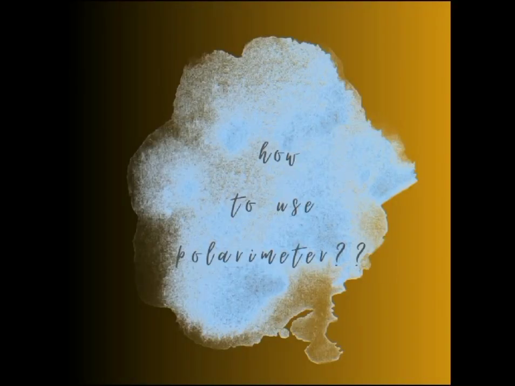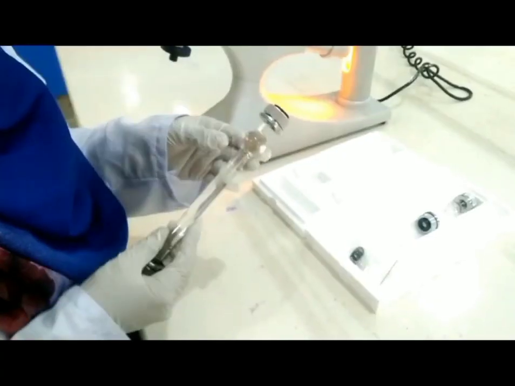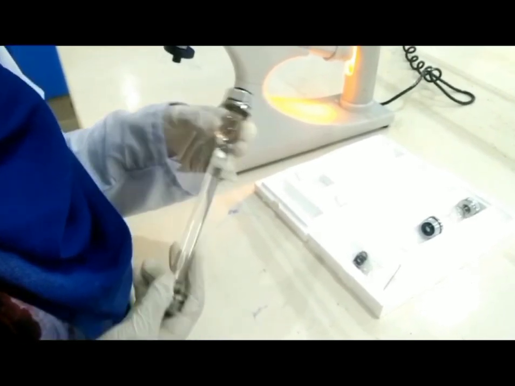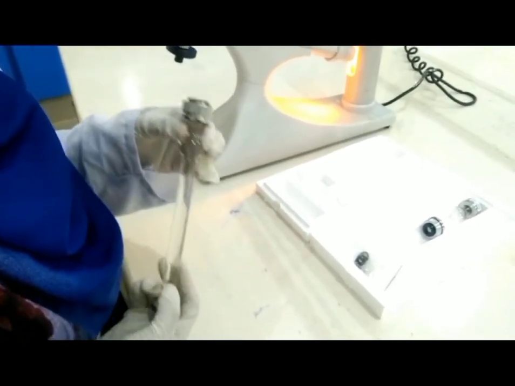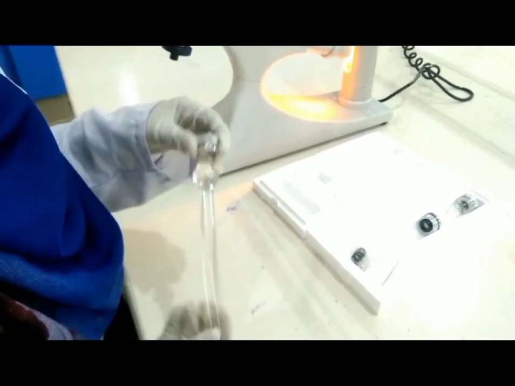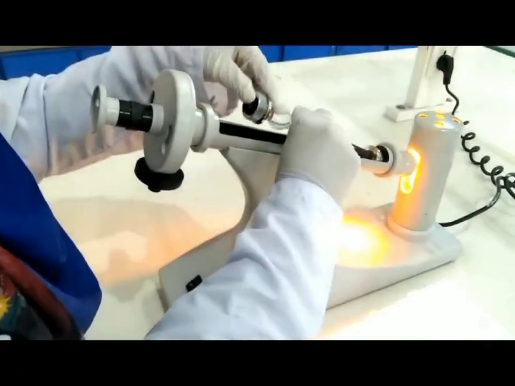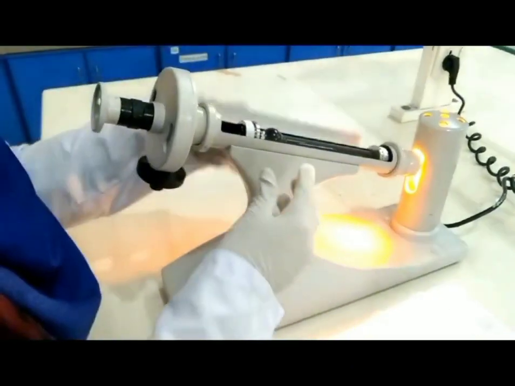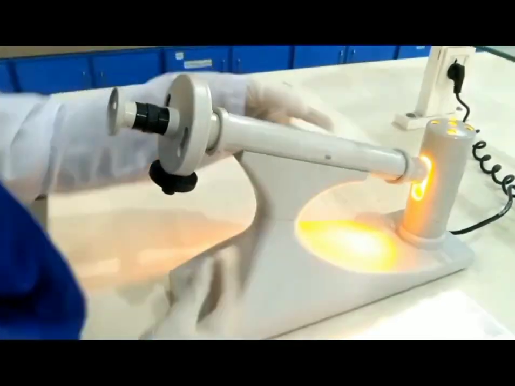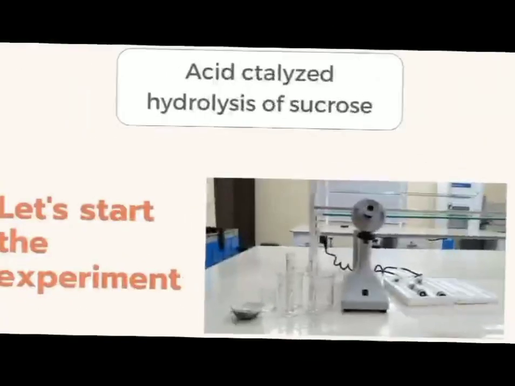How to use a polarimeter? We take water in the sample holder. Water is optically inactive. We will use the water sample to check the working of our polarimeter. Put this sample in and cover it with the metallic jacket. Rotate the rotatory head until this image appears.